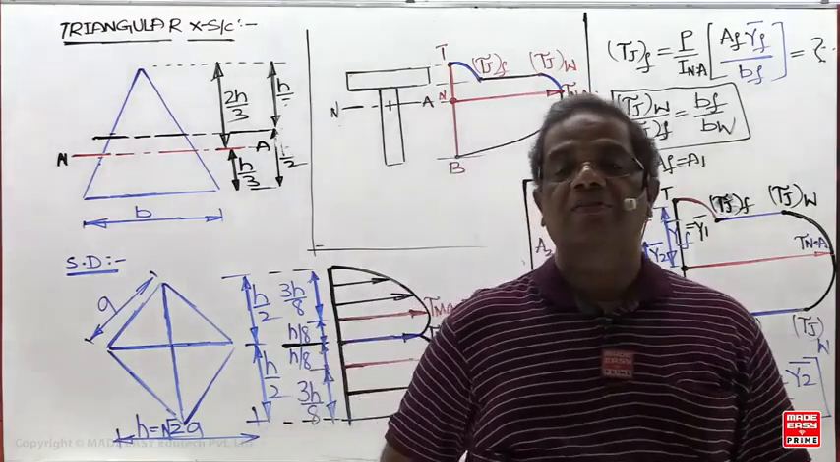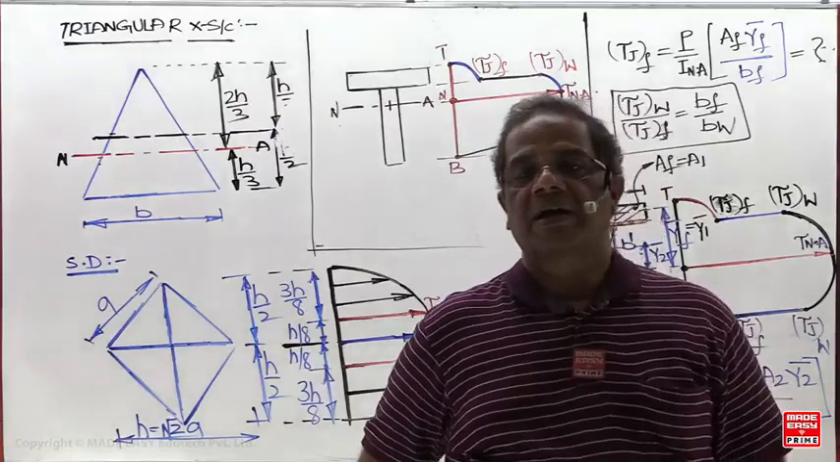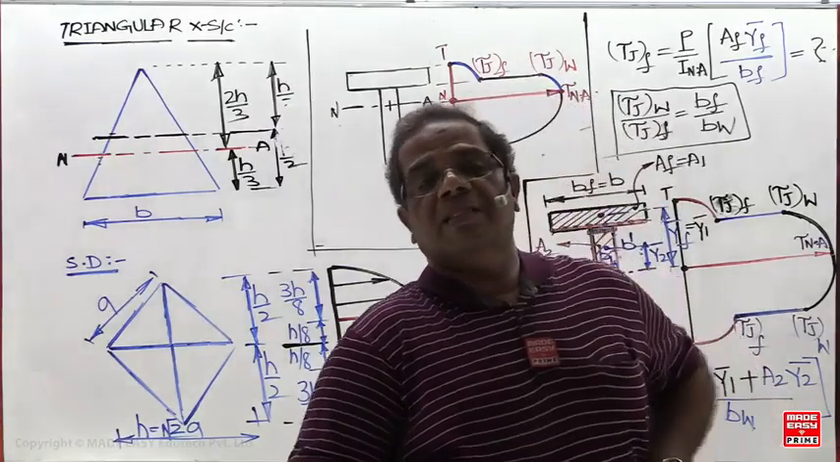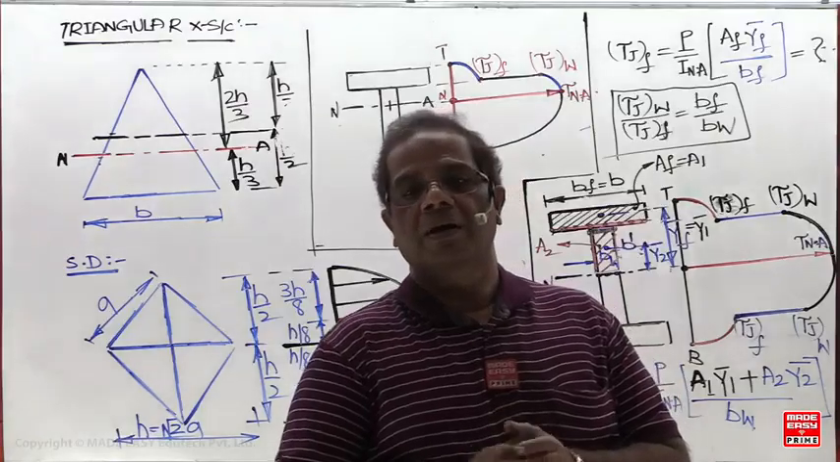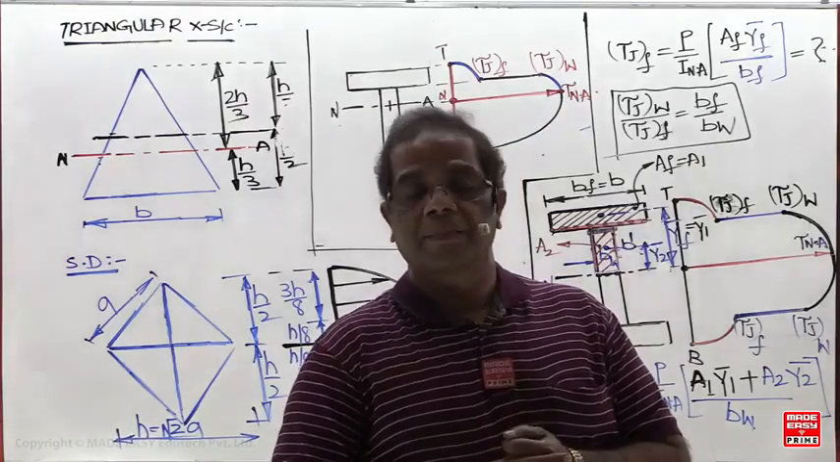So tomorrow we'll have the last three topics. It will take 3.5 hours for the theories of failure, 1.5 hours for columns, as well as the thin pressure vessels.